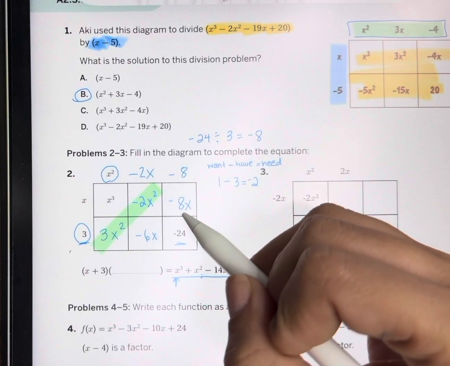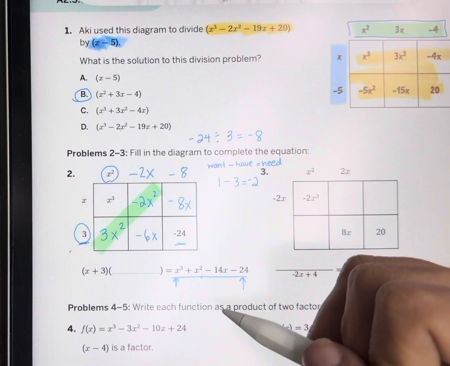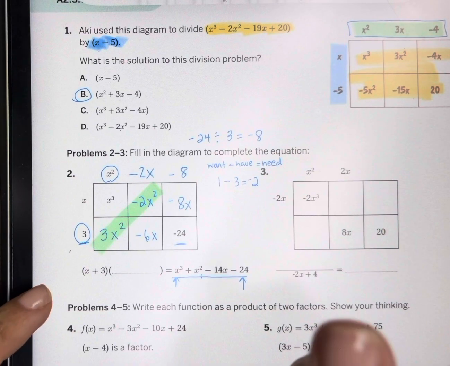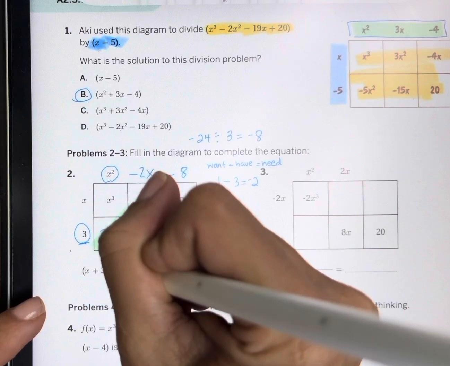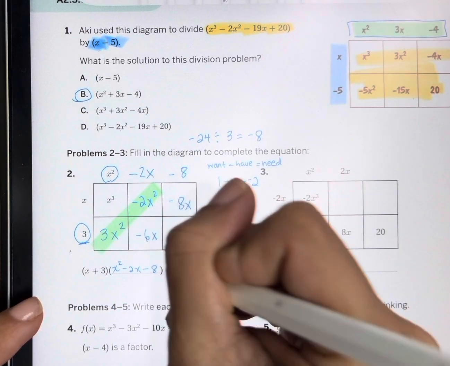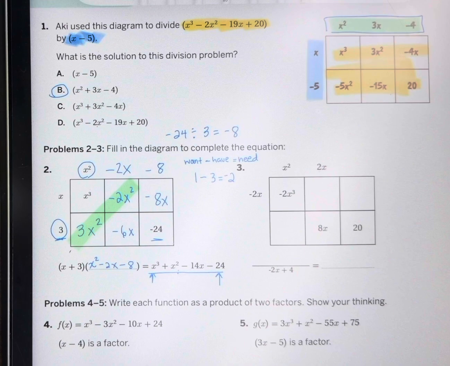Negative 6x minus 8x is negative 14x. That gives me the confirmation that I've done a stellar job. And now we'll move on. So here's the x plus 3 times x squared minus 2x minus 8 is going to equal that. All right? Okay, let's look at this one.